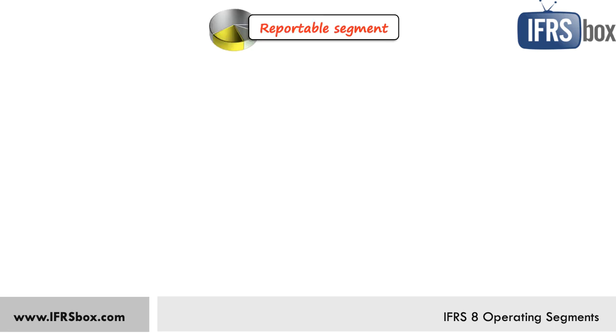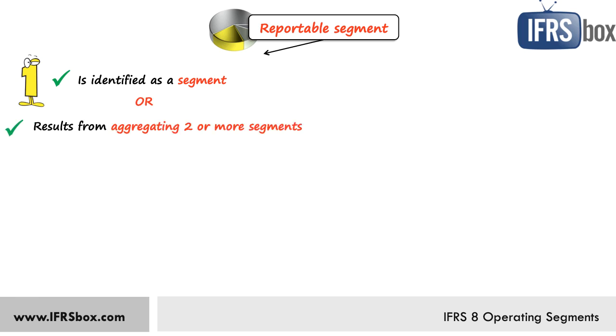So which segments to report and which ones to ignore? IFRS 8 defines so-called reportable segments. A reportable segment is each segment that meets two criteria. The first criterion is that the segment has either been identified as a segment, in other words, it meets the definition of a segment, as we just mentioned, or results from aggregating two or more segments based on certain aggregation criteria. So even if one component does not meet the definition of a segment, it can meet it together with some other segment.